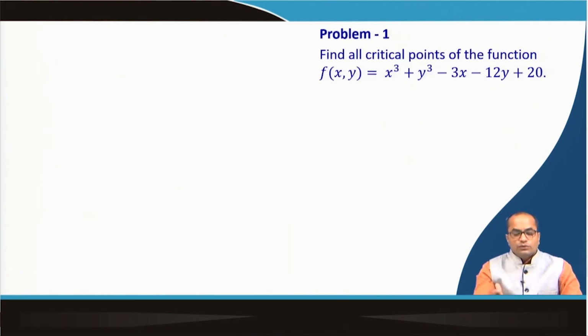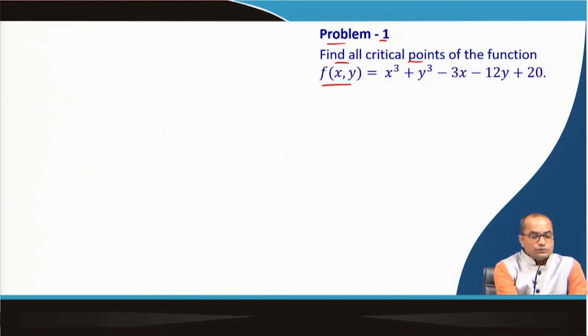Now, getting to two problems. So, one is find the critical points of this function f(x, y) = x^3 + y^3 - 3x - 12y + 20. So, to find the critical point, what we need to do, we need to set f_x equal to 0.